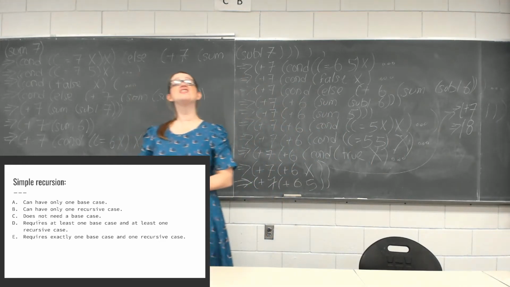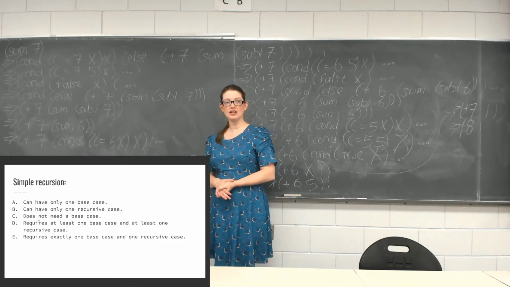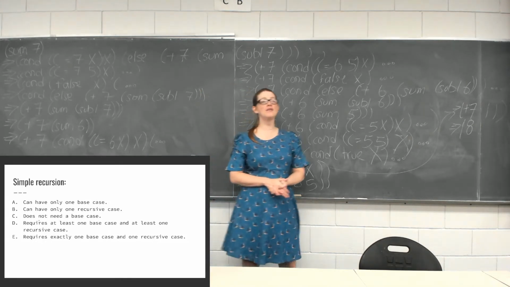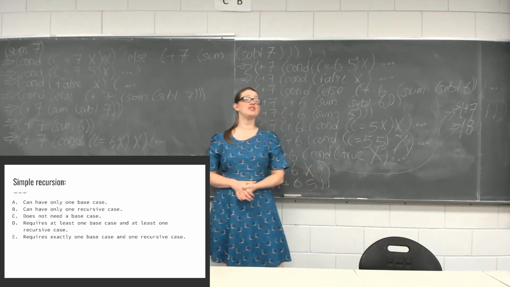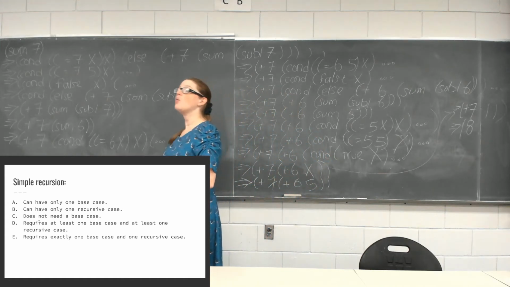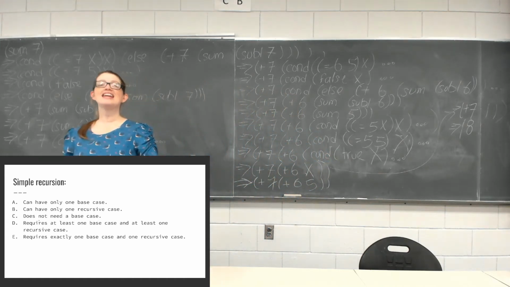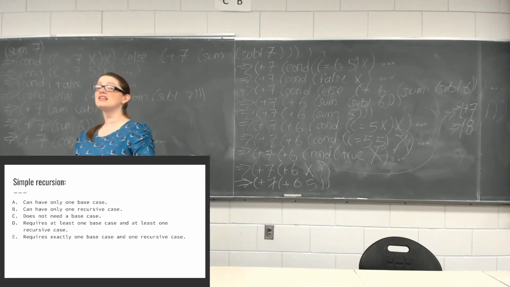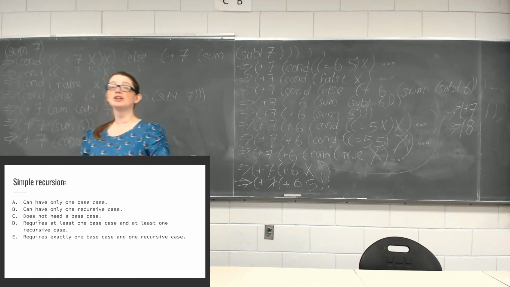If I want to sum all of the even numbers or produce a list of all of the even numbers, then I would have two recursive cases. One where the current number is even and one where the current number is odd. That's two separate recursive cases, but it is still simple recursion.